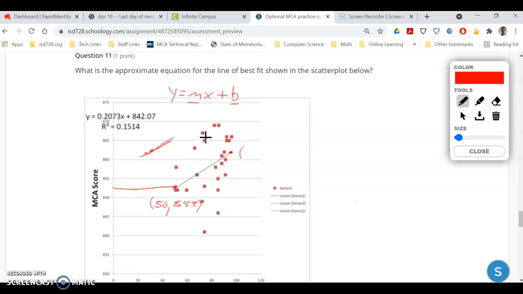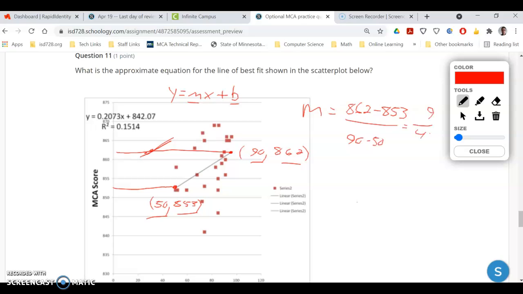And then if I take this point up here, that's about 90, and just to make it simple, I'm going to call it 863, probably more like 862. Maybe I'll do 862, make it a little bit harder on myself. So anyways, the slope then would be, if you do the y change, the difference between these two, so 862 minus 853 over the difference between the x's, so 90 minus 50. So our slope is about 9 over 40.